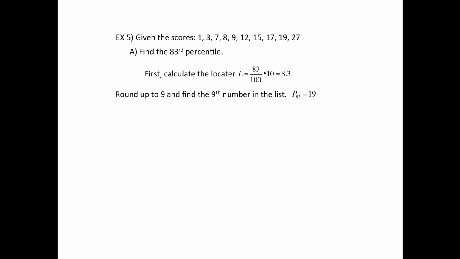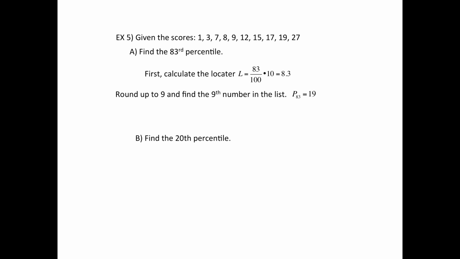So back to the example. What score is at the 83rd percentile? So you count the scores. There's 10. Change 83% to a decimal, 83 over 100, then times the n. It says 8.3. So that means I need to round up to 9. And then go find the 9th number in the list. Since there's 10 numbers, then this one would be the 9th number. And so it's number 19.